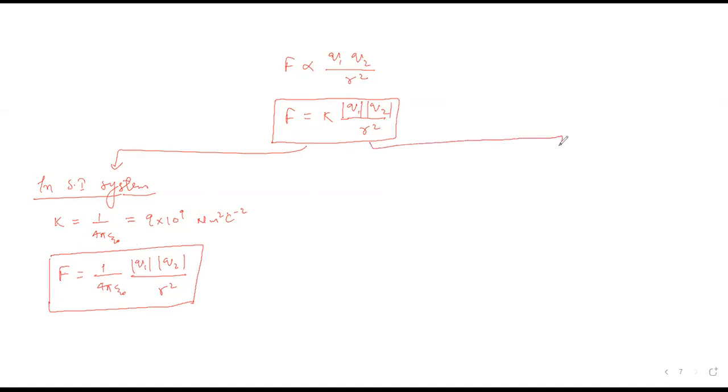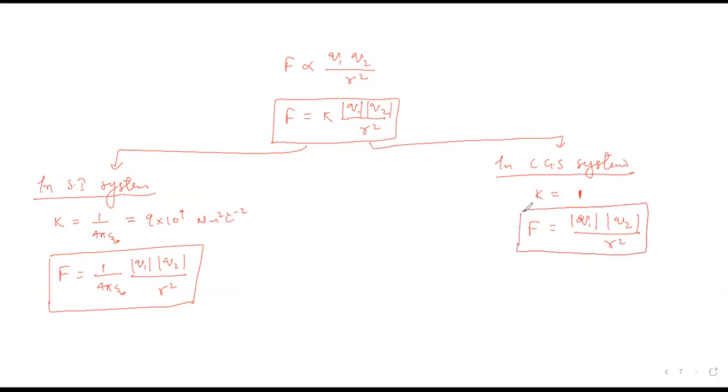Whereas in the CGS system, the value of K is always equal to 1. Then F is equal to Q1 Q2 over R square. This equation will be in the CGS system. Are you clear or not? Yes, sir.